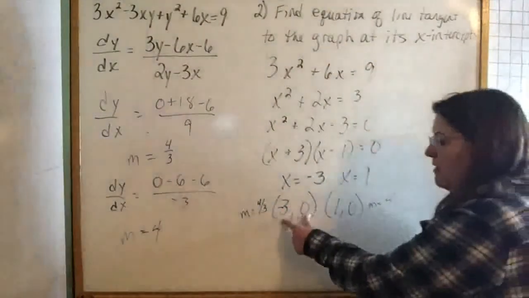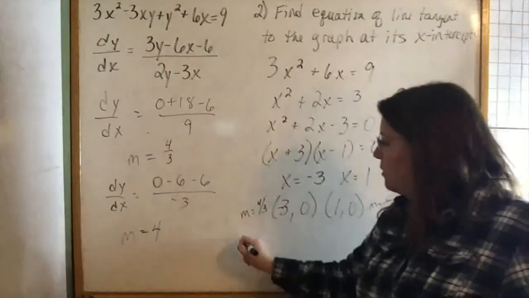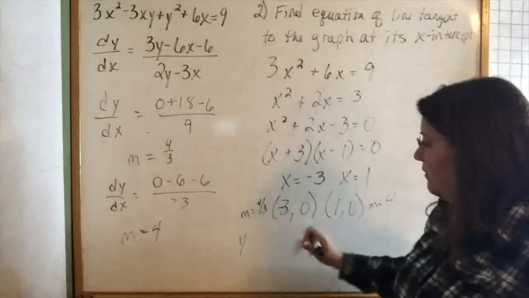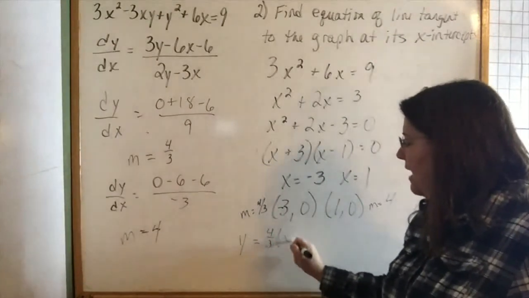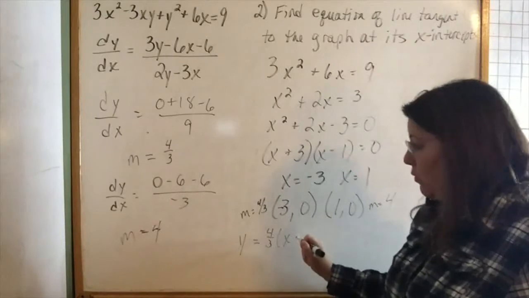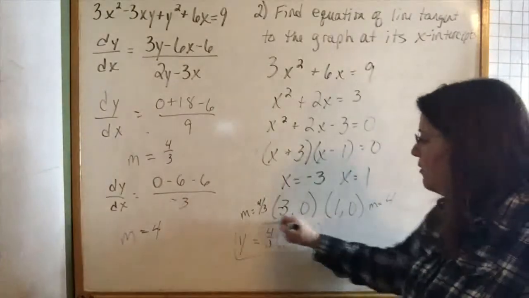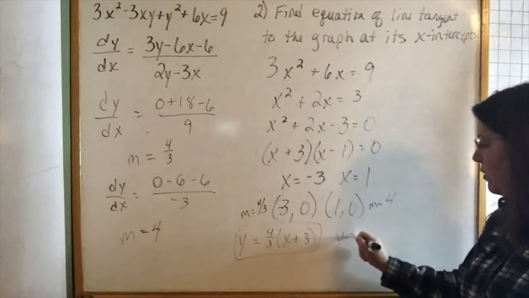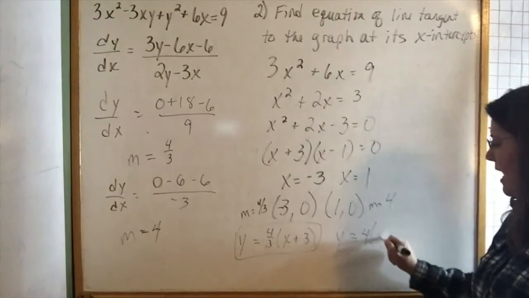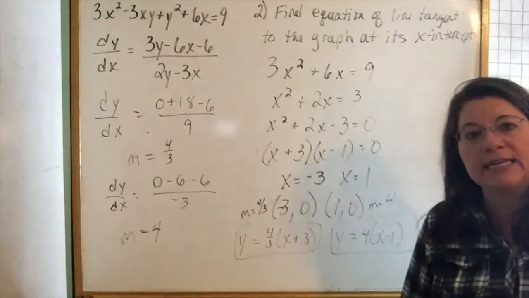So now they ask me to find the equation of the lines tangent to the graph at its x-intercepts. If this is the x-intercept and this is the slope at the x-intercept, my equation of the line would be y minus 0 equals 4/3 times x minus x1, which would be a plus 3. There's the equation of one of those lines. The equation of the other line would be y minus 0 equals 4 times x minus 1. There's the equation of the second tangent line.